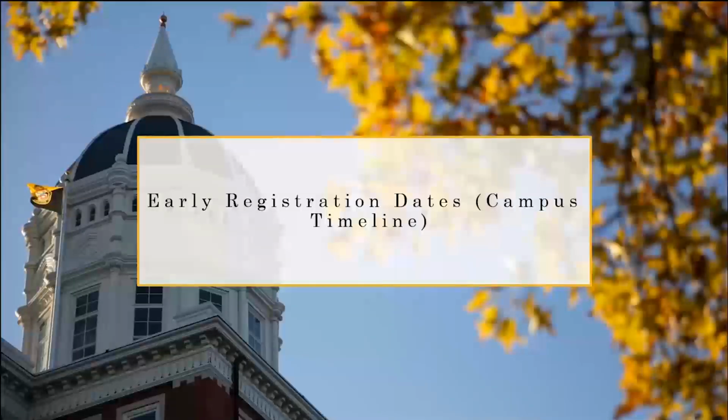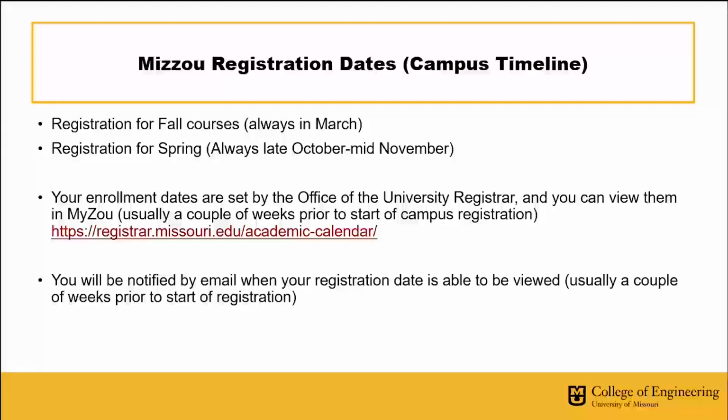Each semester, the University of Missouri hosts an open enrollment period in which students can enroll in their courses for the upcoming semester. Here's some information that will help you prepare. Registration for fall courses always takes place during the spring semester in March.